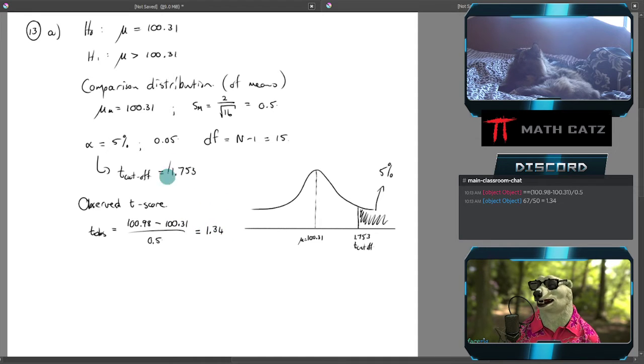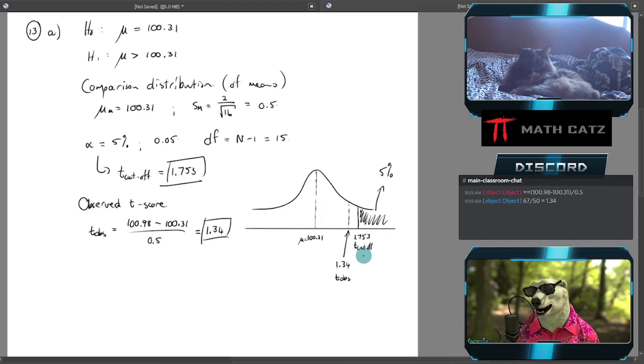1.34. So now I'm going to compare my observed score in terms of the t-score, which is, let's say, sitting over here. Let's just put that a little lower here. 1.34 t observed. And of course, we standardized it in order to use the table, right? We saw last time with our power example, we can convert these to raw scores as well.